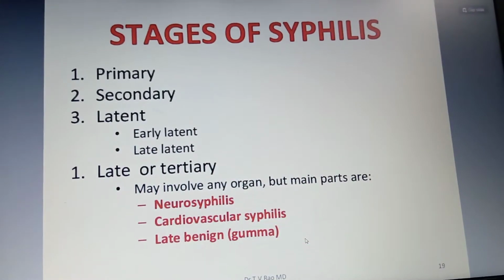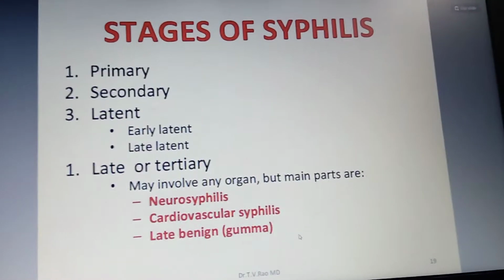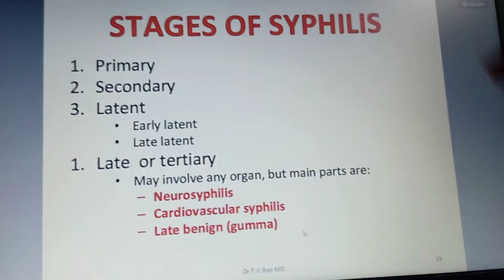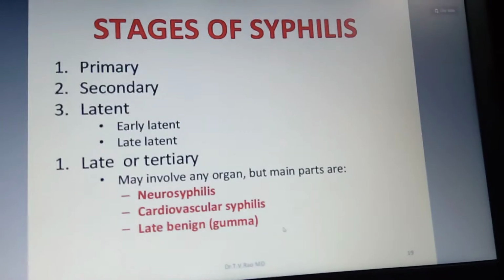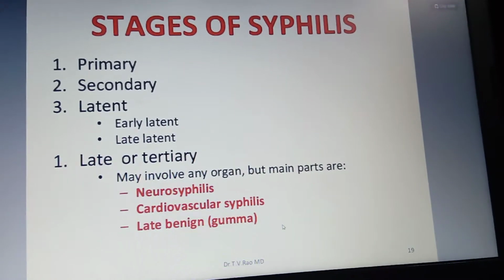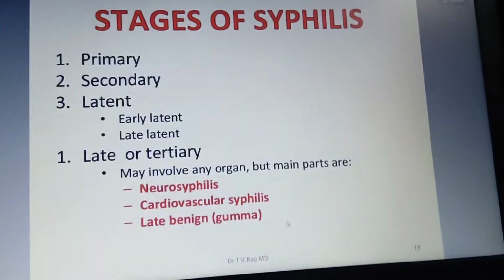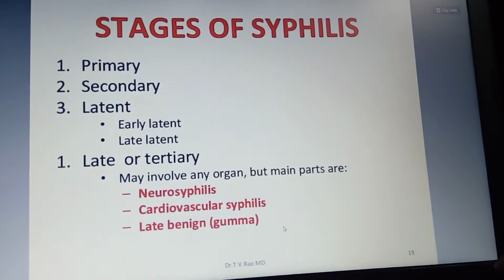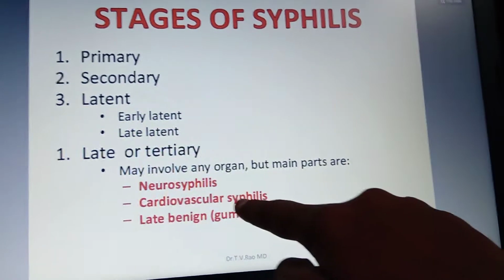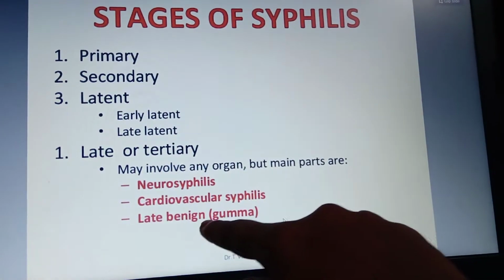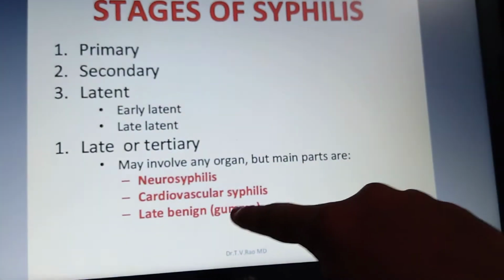Here you have three types of stages: primary, secondary, and the latent stages. Again, the latent stage is divided into early latent and late latent. First we'll be seeing the late or tertiary. You see that it is again divided into three types: neurosyphilis, cardiovascular syphilis, and late benign, which is also called gumma.